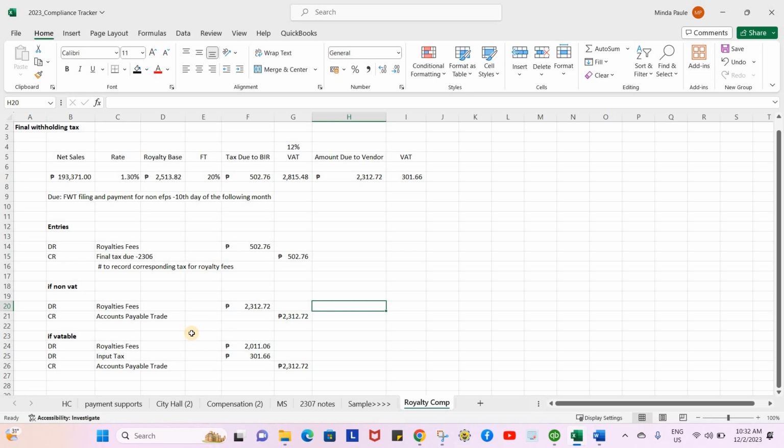Take note, pag sinummarize nyo lahat ng payments nyo sa vendor na to, yung royalty fees na in-entry nyo sa book, that should tie up. Of course, you have to take the 20%. That should tie up with what you withhold from your vendor sa 2306 na sinubmit nyo. Kasi ganun ang magiging checking ni BIR.